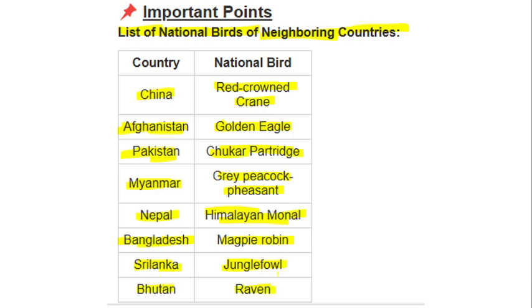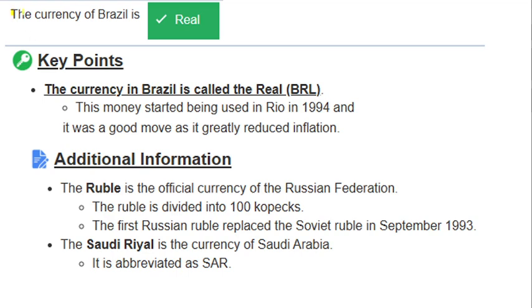Next, the currency of Brazil is the Real. The currency in Brazil is called the Real or BRL. This money started being used in Brazil in 1994 and it was a good move as it greatly reduced inflation.